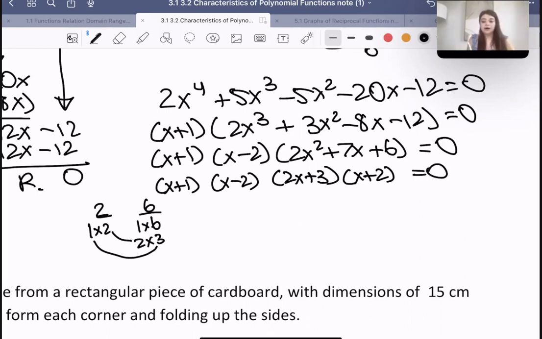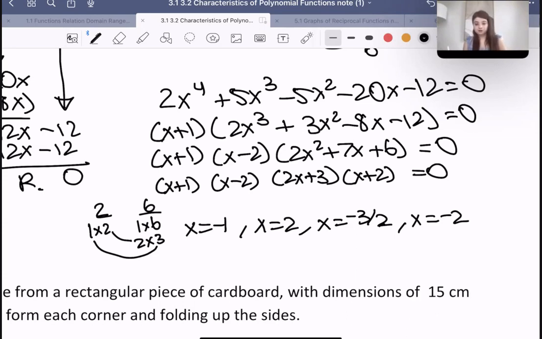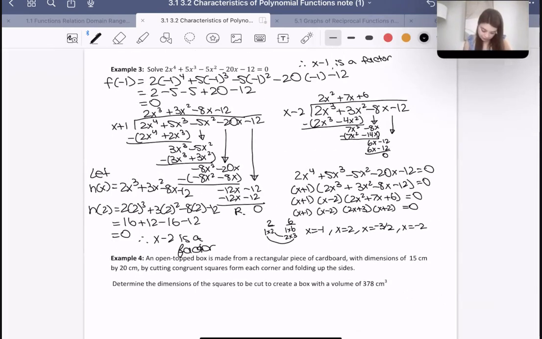And there we go. So therefore, our solutions are x equals minus 1, x equals 2, x equals negative 3 over 2, or negative 1.5, and then x equals negative 2. And there we go. Those are our answers. Awesome. Very good. In the other cases there were 3 answers because it was degree 3. In this case, there were 4 answers because it was degree 4. So keep in mind that the maximum number of solutions we can get is the same as the degree.